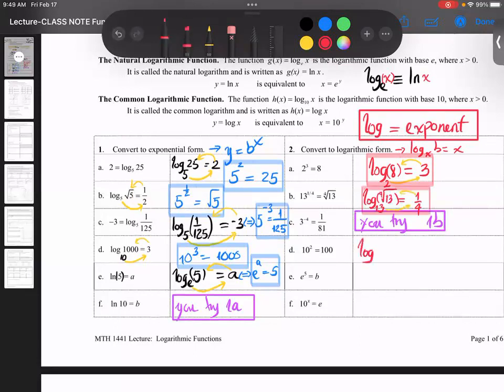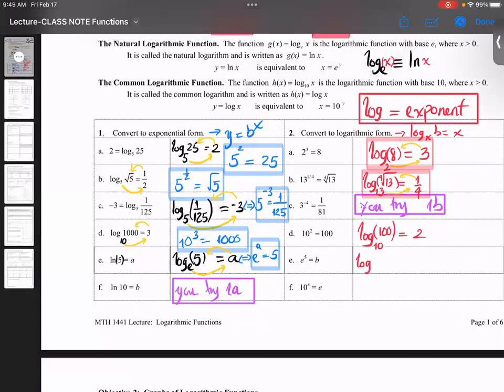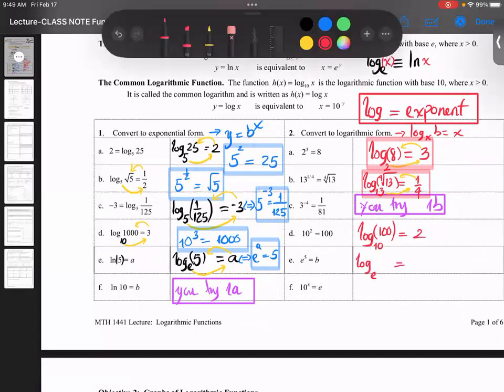Log base, oh, this one you can just do log base 10 equal to, and then the argument would be 100. 10 squared. Log here, the base is e, right? And then the exponent is 5, so on the right hand side, and the b is gonna be here. B is gonna be the argument.